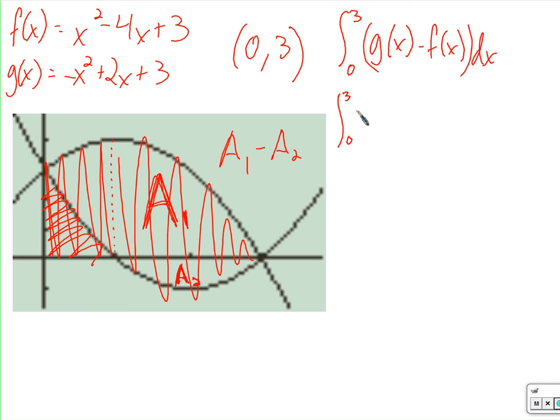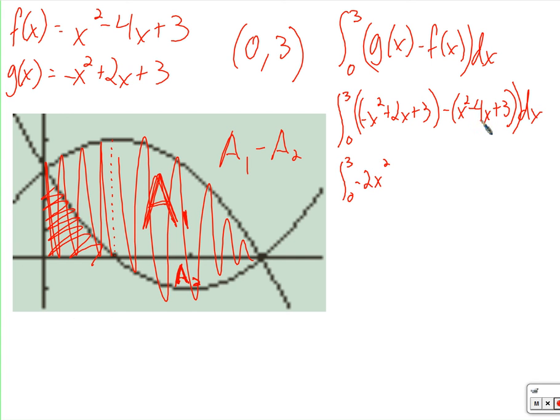So to actually write that out, g of x is negative x squared plus 2x plus 3 minus f of x, which is x squared minus 4x plus 3. Here's one advantage of writing it as one big integral: we can distribute the negative and combine like terms so that we only have to take the antiderivative one time. Negative x squared minus x squared is negative 2x squared. 2x minus negative 4x is plus 4x, which is 6x. 3 minus 3 is 0, so that cancels out. Makes finding the antiderivative a whole lot easier.